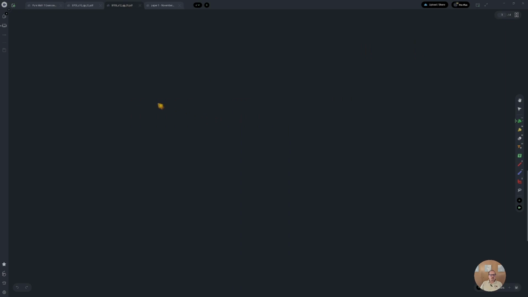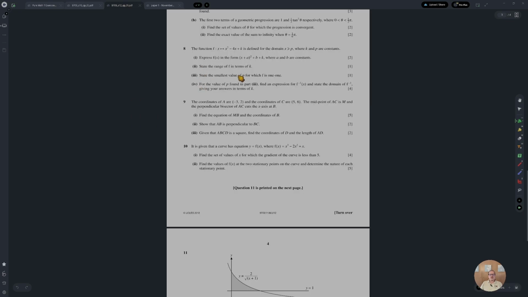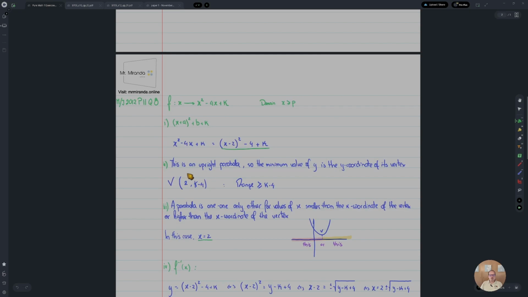Now, second part. State the range of f in terms of k. Okay, so again, the range of f is going to be given by the y-coordinate of the vertex. It is either bigger than that or smaller than that, depending on the coefficient of x squared. In this case, it's positive, so you have a positive parabola, which means that the y-coordinate of the vertex is going to be its minimum point, the minimum point of the range. Okay, so this is an upright parabola, so the minimum value of y is the y-coordinate of the vertex.